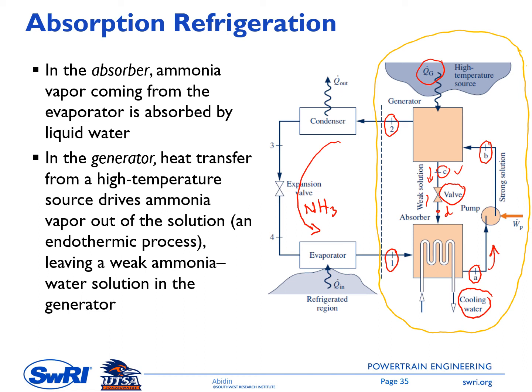As I mentioned to you in the previous slide, we don't have a compressor here. What we need to input here is the power required by the pump, which is much smaller than the power required by the compressor. And also we need heat from the external source to separate ammonia from the water solution.